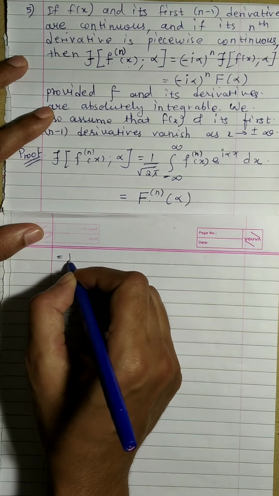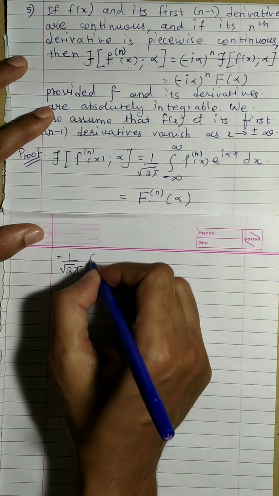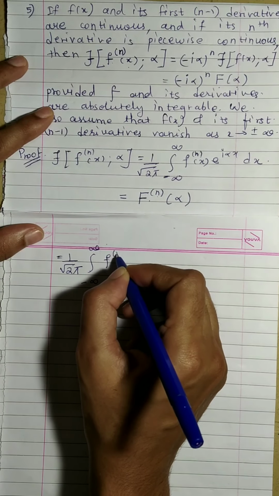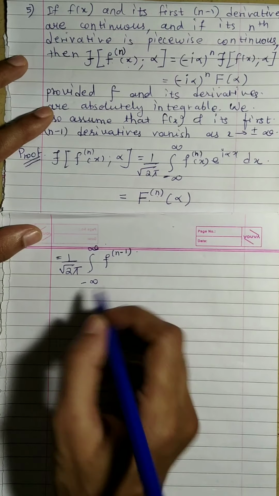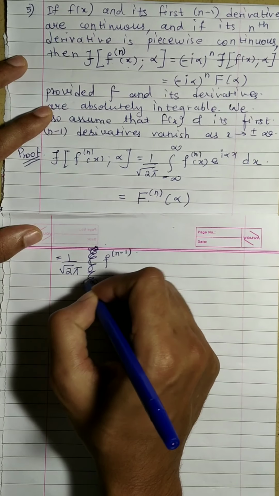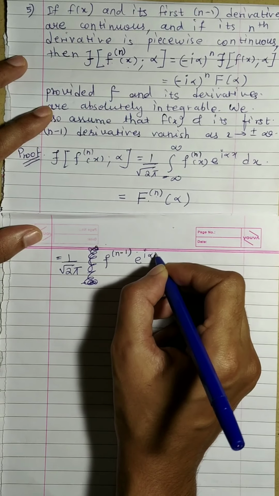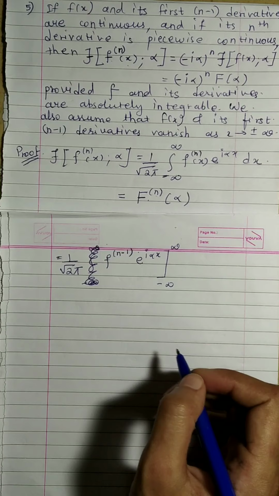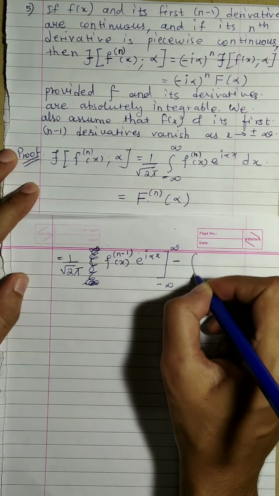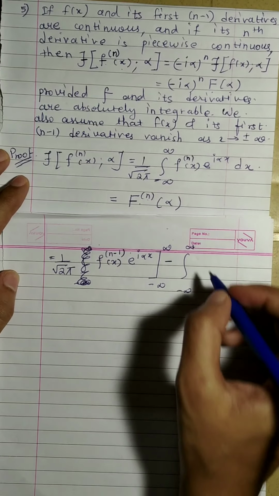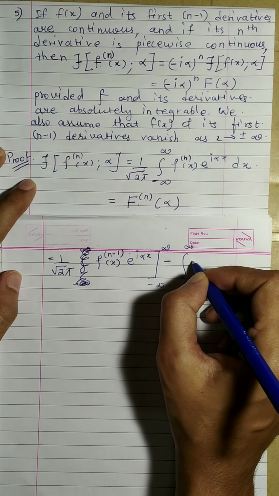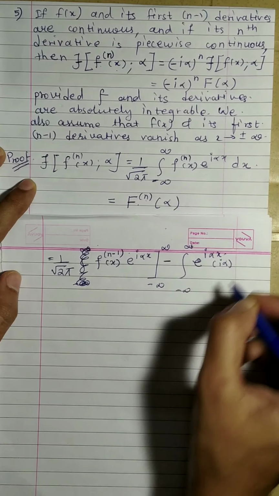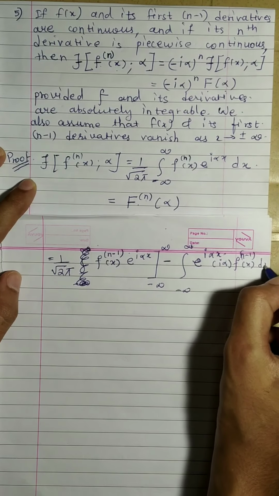What we will get is 1 upon root of 2 pi, integral from minus infinity to infinity, into e raised to i alpha x, evaluated from minus infinity to infinity, minus integral from minus infinity to infinity, e raised to i alpha x into i alpha into the n minus 1th derivative of f into dx.